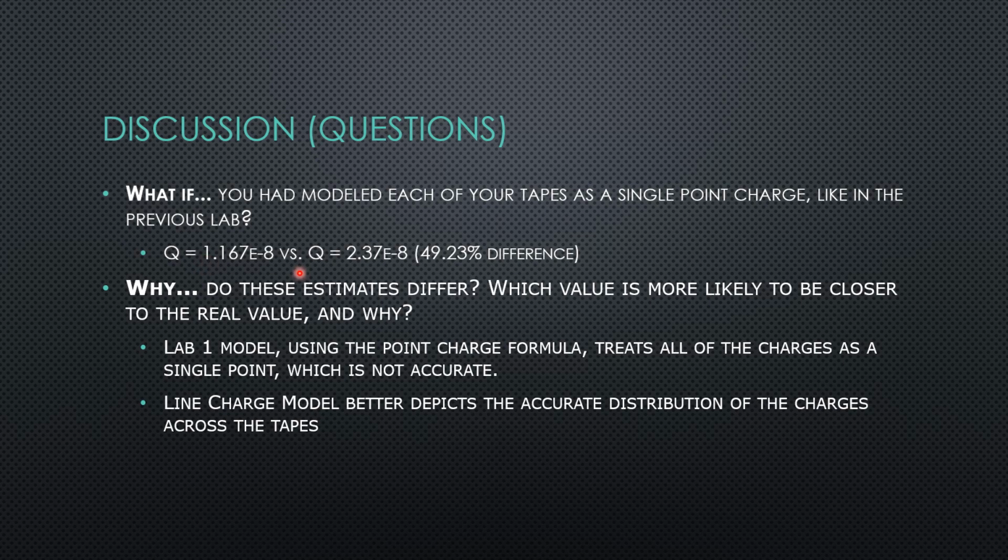In reality, the charges are all distributed along the length of the object, which the second Q, the new Q, calculates. The line charge model is a better depiction of the accurate distribution of the charges across the tape. So the second value of Q is closer to reality.